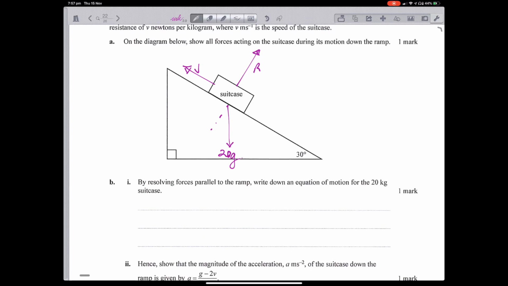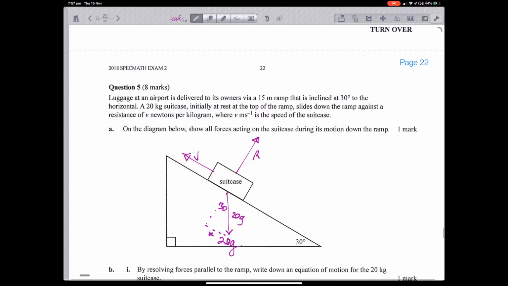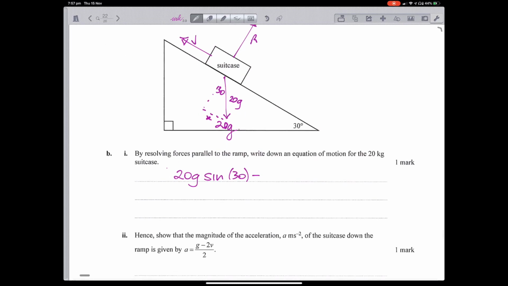Okay, by resolving forces parallel to the ramp, write down an equation of motion for the 20 kilogram suitcase. Okay, so we've got, that's 30, that's 20. We need to find x. So sine 30 is x on 20g. So x equals 20g sine 30 minus V, and that equals 20a. I think that's it. That's all we've got to do.